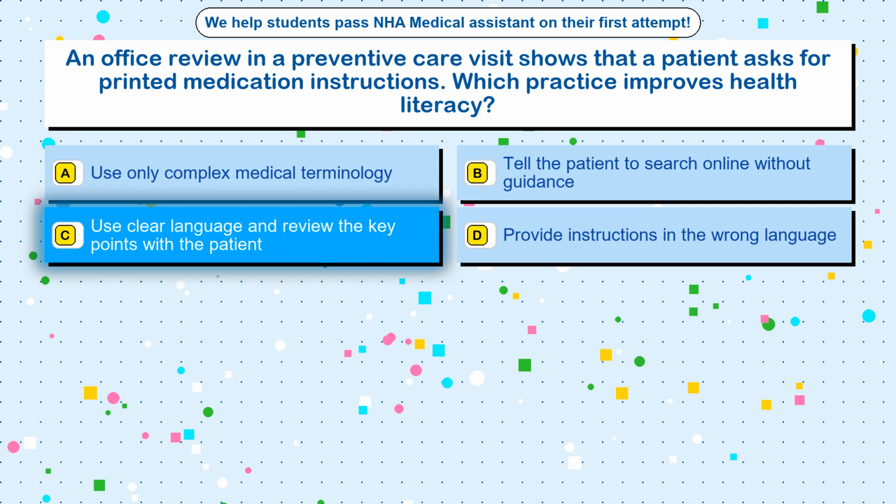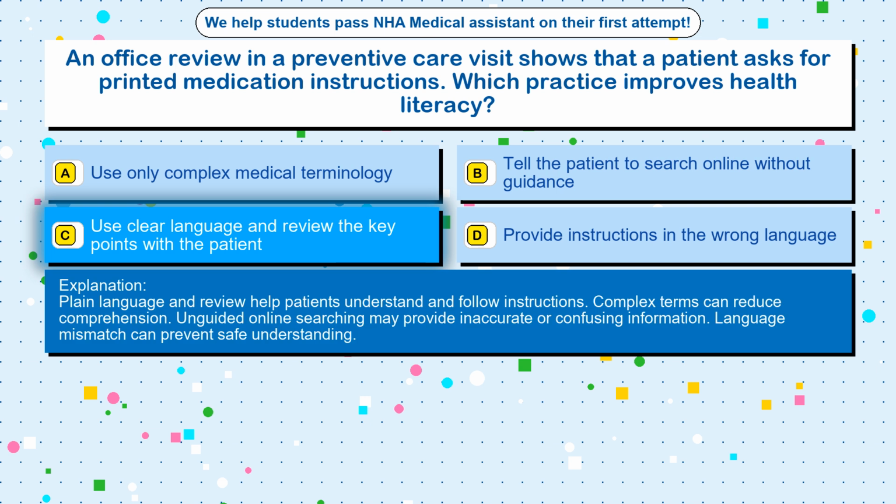The correct answer is option C, use clear language and review the key points with the patient. Plain language and review help patients understand and follow instructions. Complex terms can reduce comprehension. Unguided online searching may provide inaccurate or confusing information. Language mismatch can prevent safe understanding.